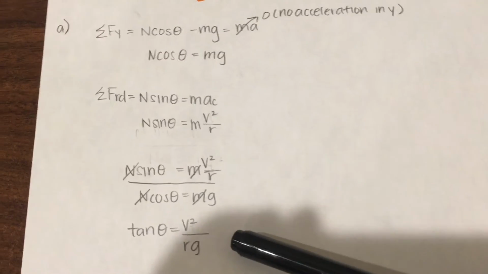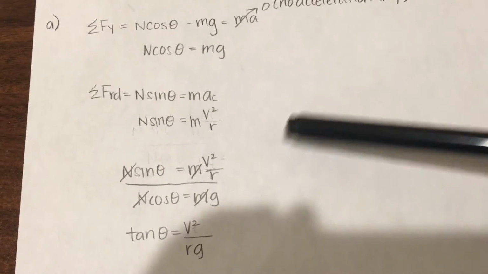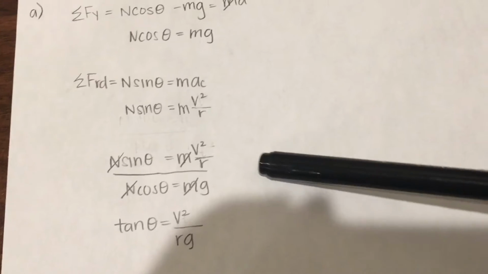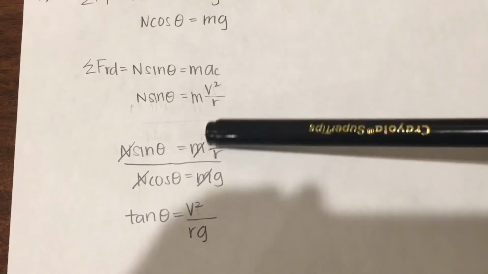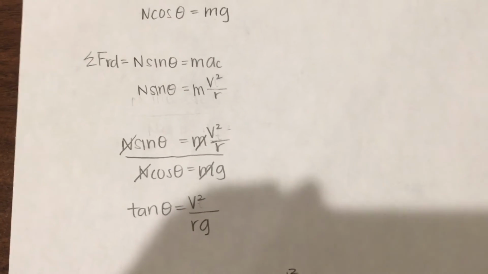Because we know we have to end up with tangent theta, we can use this equation and divide it by that equation, because sine theta over cosine theta will give us tangent theta. And so once we divide them, the normal force cancels out and the masses cancel out, so we get that tangent theta is equal to v squared over rg.